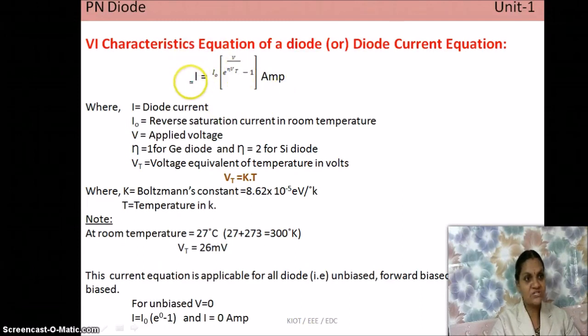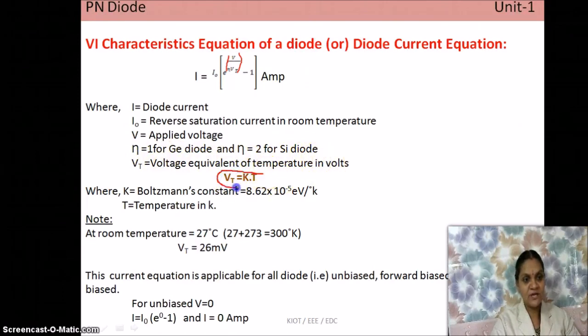This equation is given by I equal to I naught into e to the power of V divided by eta Vt, minus 1. Only this term is in the exponential, and minus 1 is outside. That is e to the power of this factor, minus 1, amperes, where I is the diode current, I naught is the reverse saturation current at room temperature, V is the applied voltage, and eta is a constant, with value 1 for a germanium diode and 2 for a silicon diode.